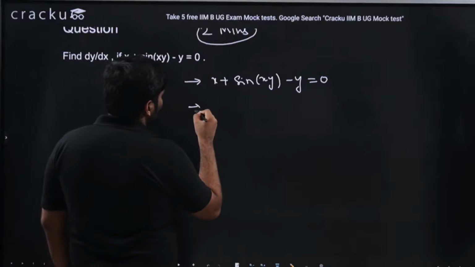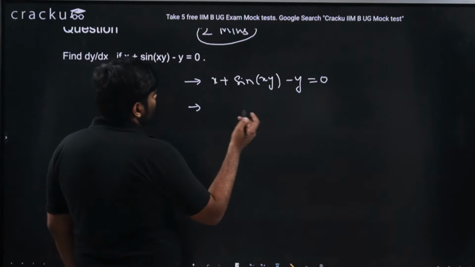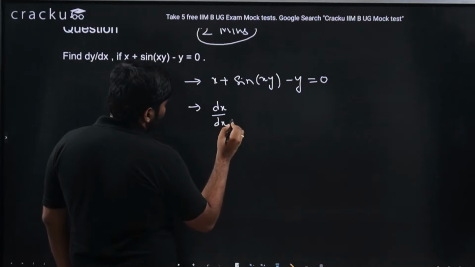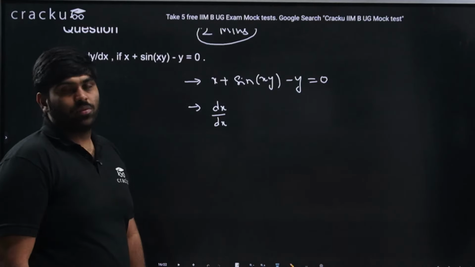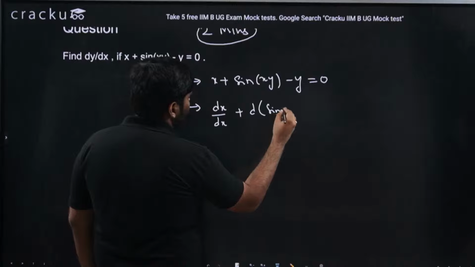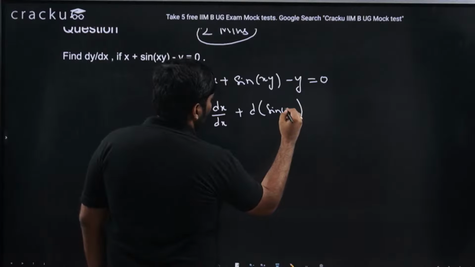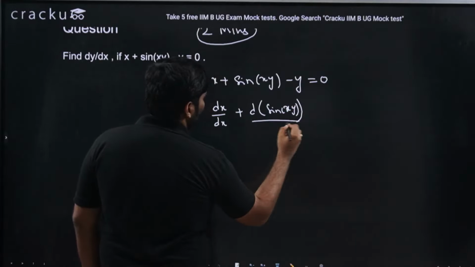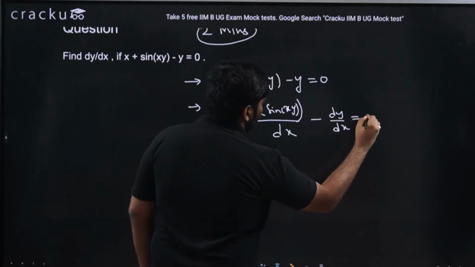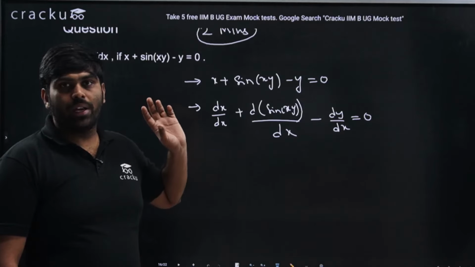Now, how to deal with this is we will differentiate both left hand and right hand with respect to x, each term. When I differentiate x with respect to x, I would get nothing but 1, that is dx by dx, because we are differentiating x with respect to x. When I differentiate sine of xy with respect to x, I will be getting d of sine of xy with respect to x minus dy by dx is equal to 0. See, what did we do? We just differentiated the left hand side and right hand side with respect to x.